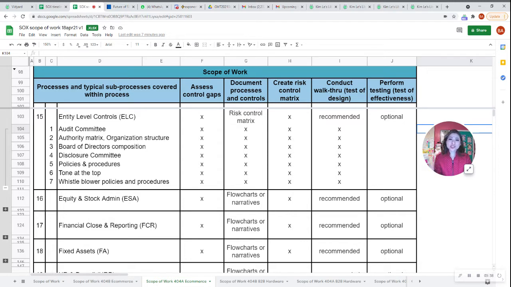And here, for SOX purposes, it's how do we gather evidence that there's tone at the top, there's that communication, there's the risk assessment, there's monitoring of controls and risks. And then finally, typically in your entity level controls will be your whistleblower hotline and policies and procedures around that.